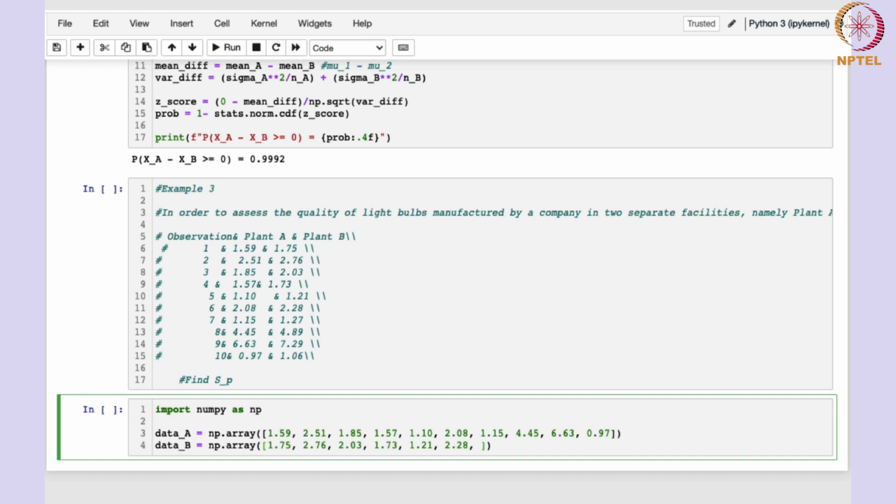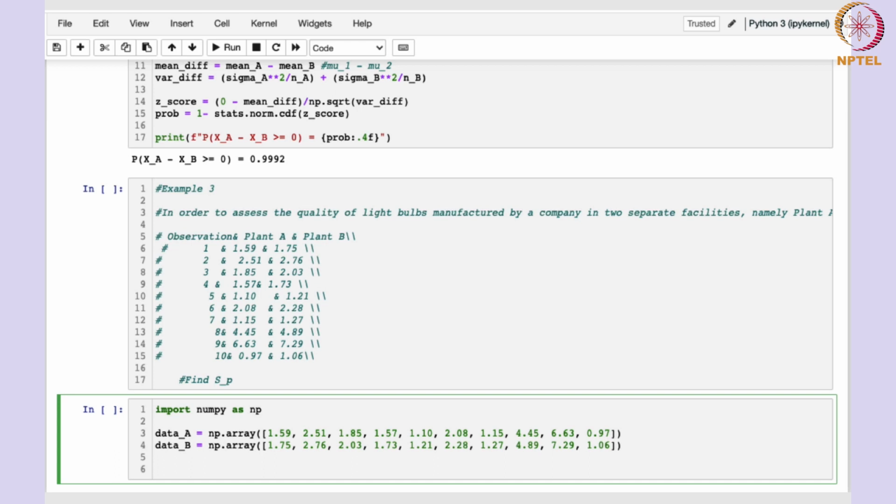2.28, 1.27, 4.89, 7.29 and 1.06. So you have now created these arrays. Now we can calculate their corresponding means, right? Because for finding the pooled standard deviation, you need the means and their corresponding variances, or you can say the sample variances S1 square and S2 square.